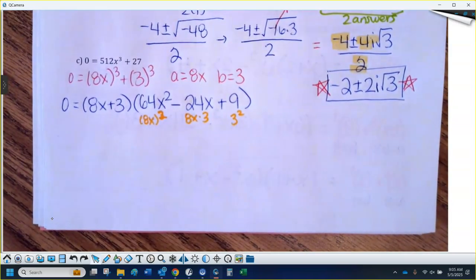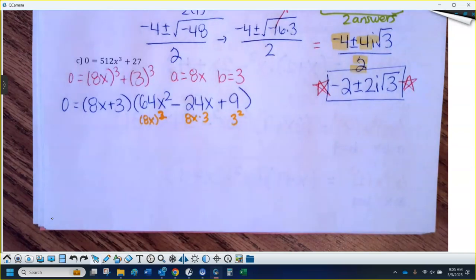Easy way to check. If you multiply the first two terms together, 8x times 64x squared should give you 512x to the third. If you multiply the last two numbers, if I do 3 times 9, that should give me the number on the end, which is 27. Once you do that, we're just going to write our answers.